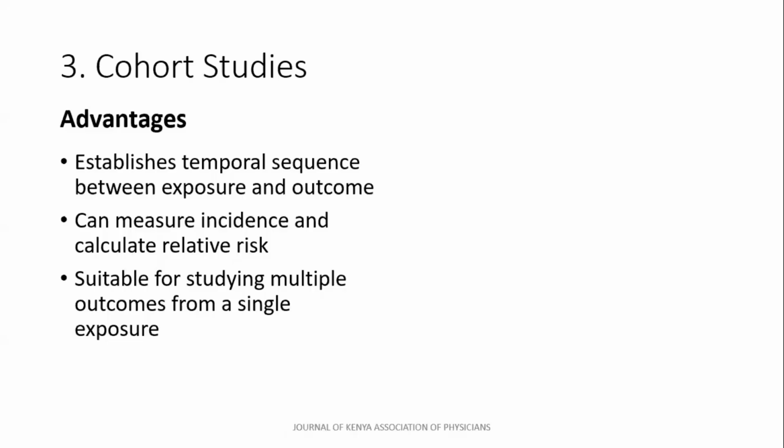Then they're also better for rare exposures. If an exposure is uncommon, like say a specific occupational chemical, it would be hard to find enough exposed people in a general sample. So in a cohort study, we start with people who already have that exposure, making it easier to study them over time.